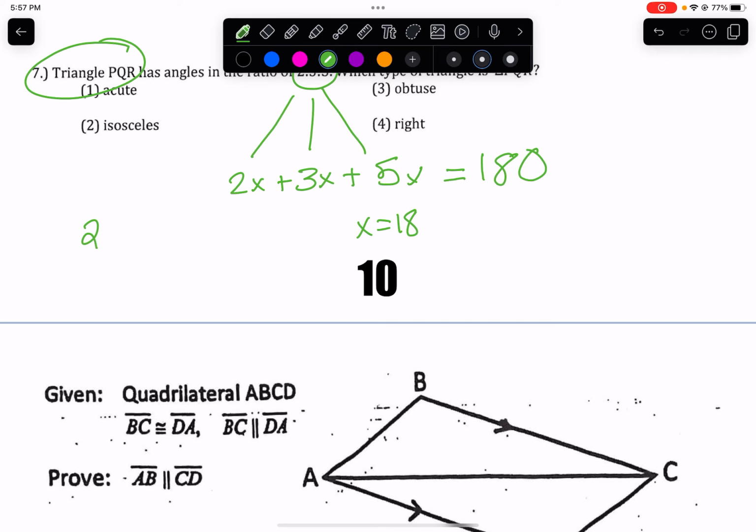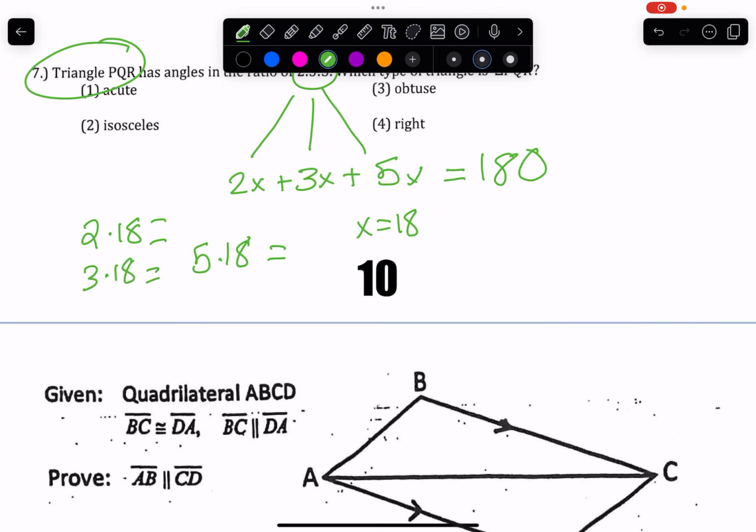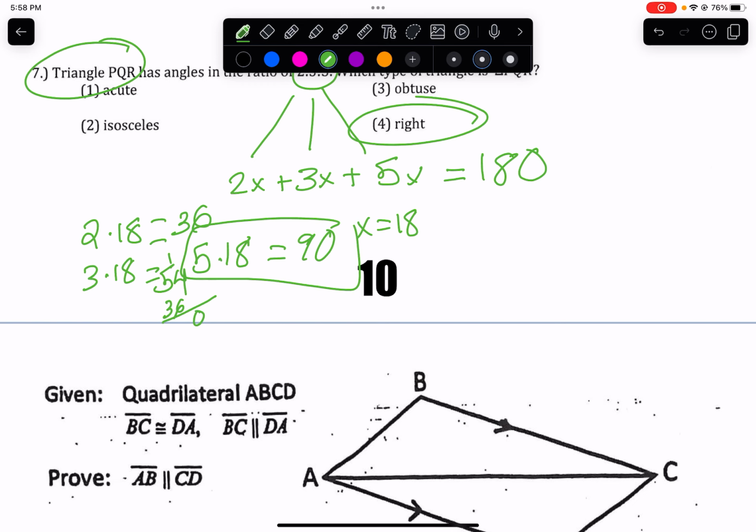So now we go back and plug in to find the angle measurements. Of course, there's not a calculator. 2 times 18, 36. 3 times 18 is 54. Now we're going to add 36 to that, which gives 90. So because there is a 90-degree angle, this is a right triangle.